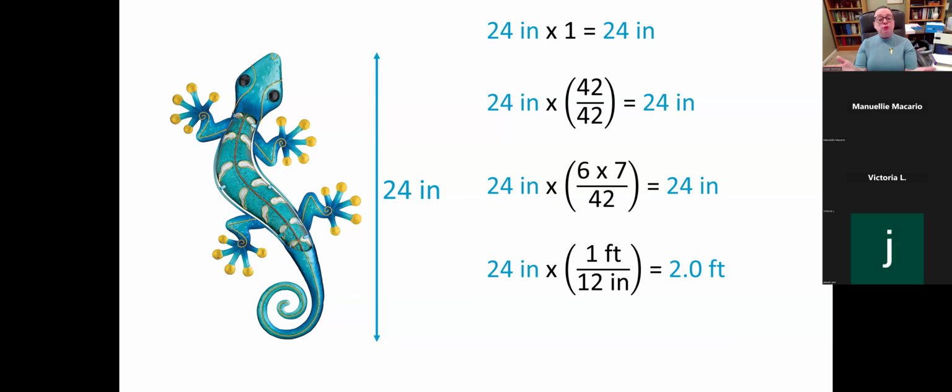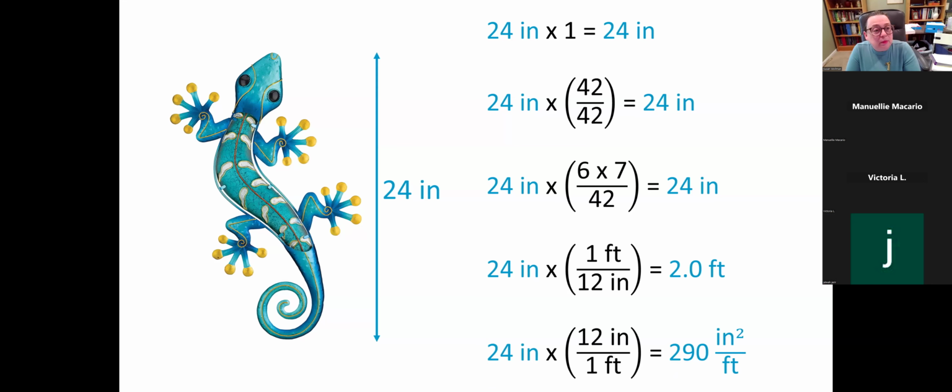All right. What if we used our conversion factor, but let's use it the other way? It's still equal to 1 when we use it with 12 inches on the top and 1 foot on the bottom. Once again, my gecko has not changed size. I have multiplied by 1. 12 inches in the numerator is the same as 1 foot that's in the bottom of that parentheses. I have multiplied by 1.